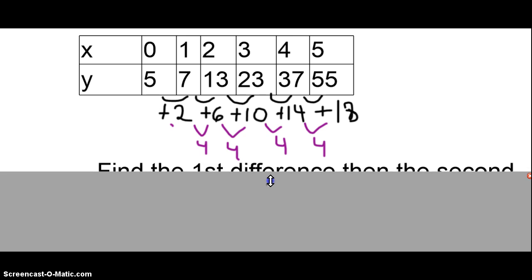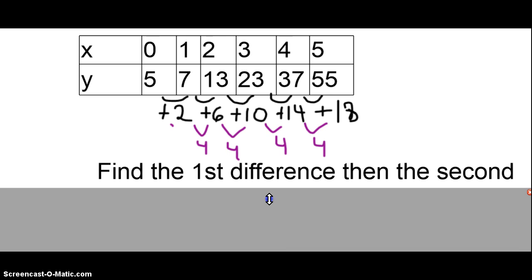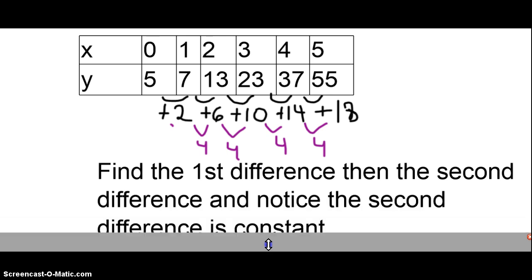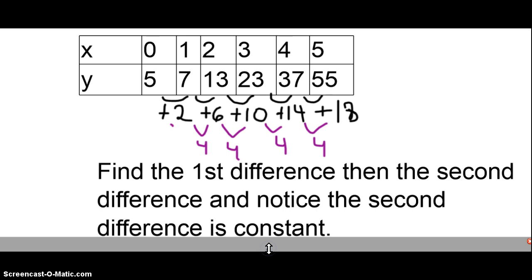So when you're looking at a table, you first find the first difference. The first difference was the 2, 6, 10, 14, 18. Then the second difference, and notice that the second difference is constant. When the second difference is constant, then you can say you have a quadratic formula.